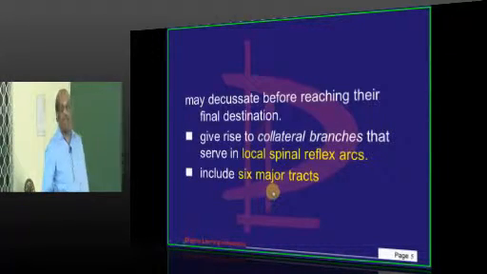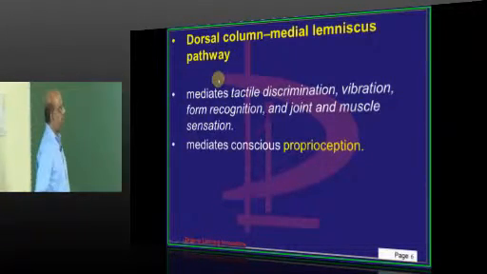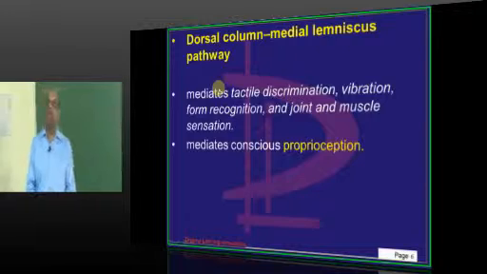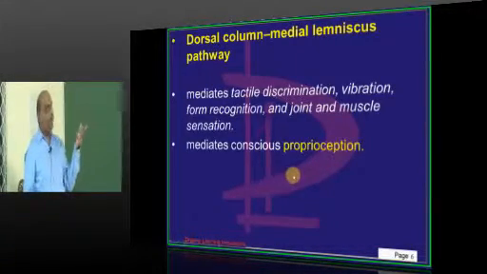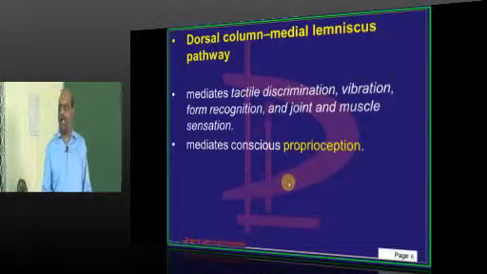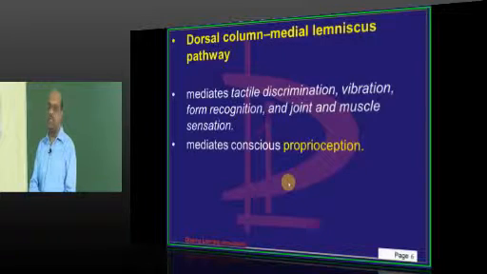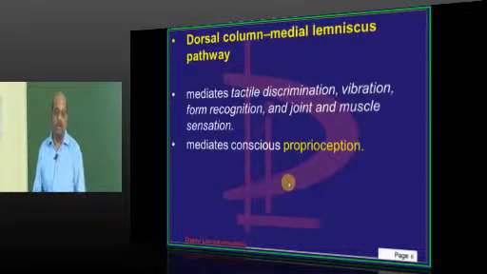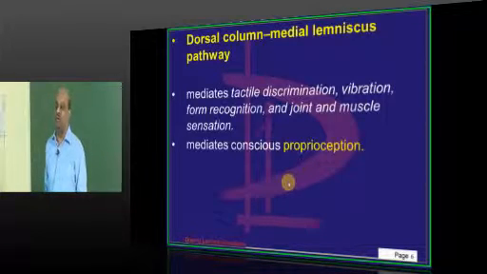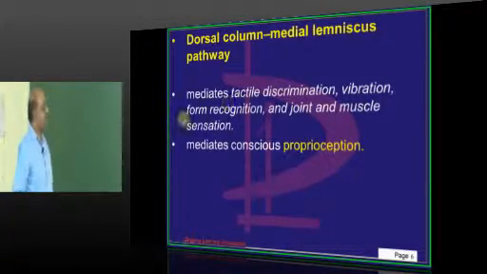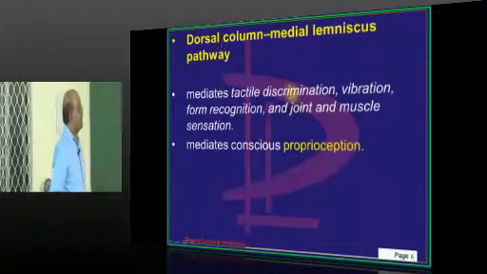Now there are 6 major tracts which are very important. First is the dorsal column, otherwise called the medial lemniscus system. Why is it important? What is it carrying? Tactile discrimination, whether it is an ant or a scorpion or your boyfriend's finger, what is creeping under your palm, you must be very sure. After biting, if you know, there is no use when you are sitting in the grass in the medical college. So tactile discrimination is basically dorsal column.